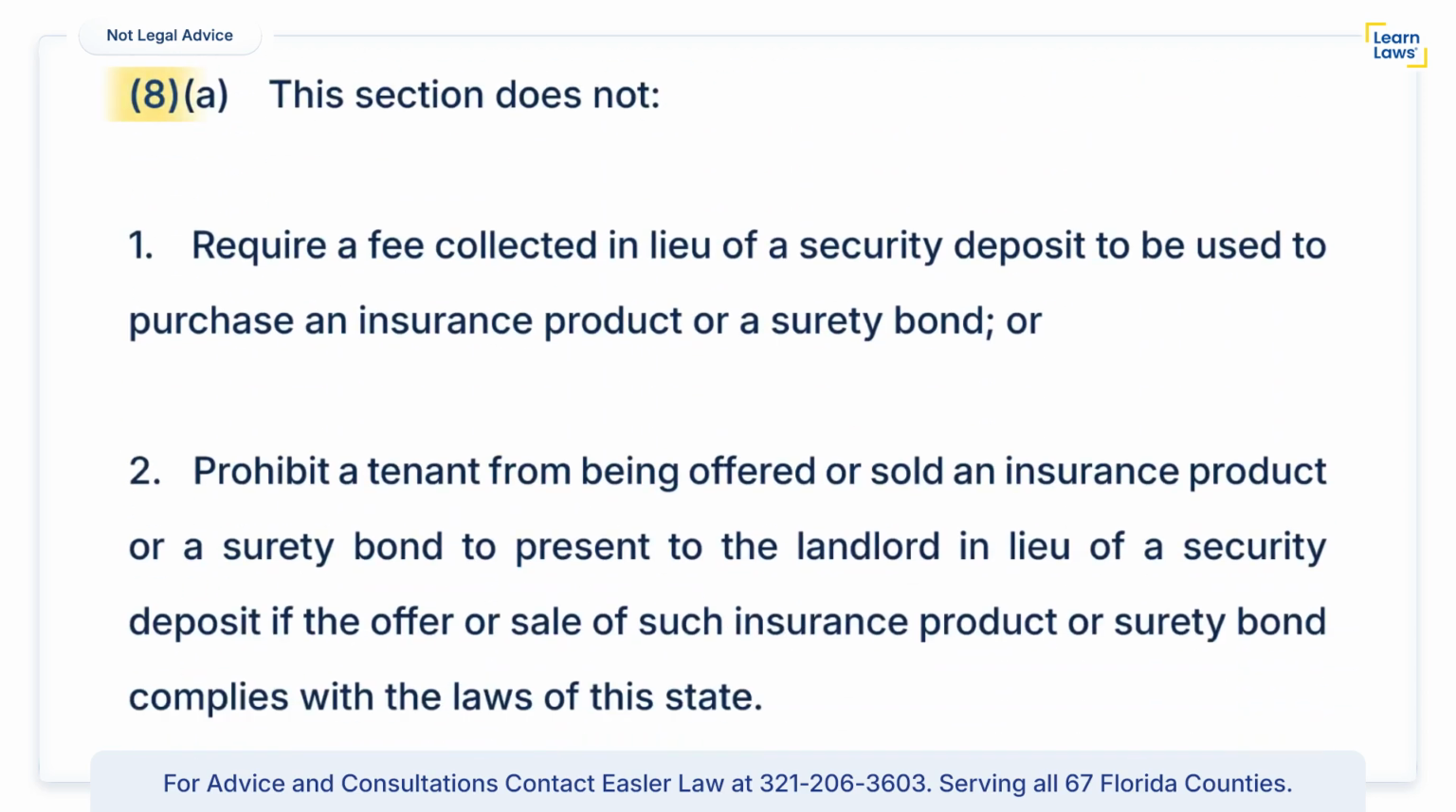8. A. This section does not 1. Require a fee collected in lieu of a security deposit to be used to purchase an insurance product or a surety bond, or 2. Prohibit a tenant from being offered or sold an insurance product or a surety bond to present to the landlord in lieu of a security deposit if the offer or sale of such insurance product or surety bond complies with the laws of this state.